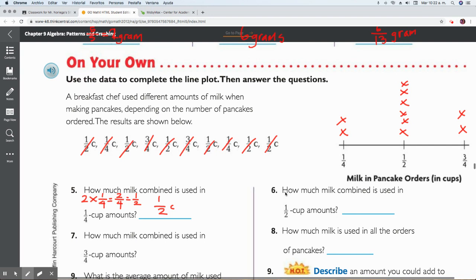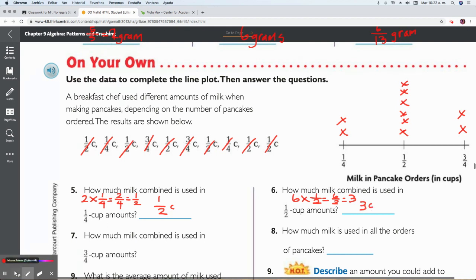Number 6, how much milk combined is used in 1/2 cup amounts? Again, we're going to take the number of x's and multiply it by 1/2. So 1, 2, 3, 4, 5, 6. So 6 times 1/2 would be 6 halves, or what number times 2 equals 6? 3. So the answer would be 3 cups.